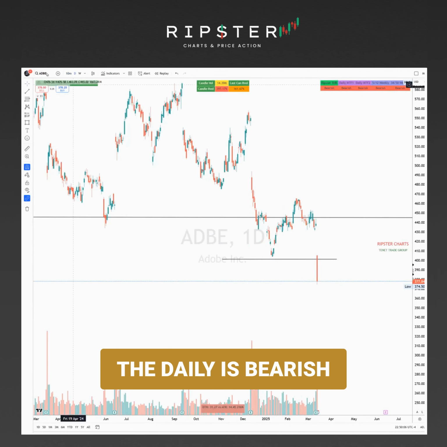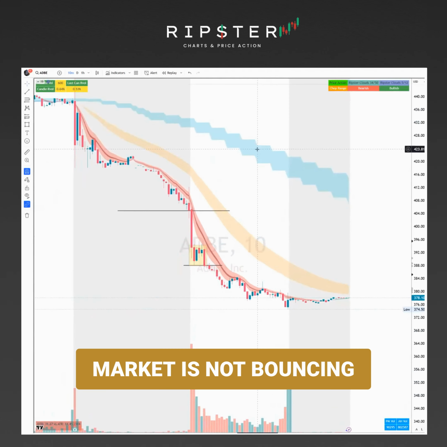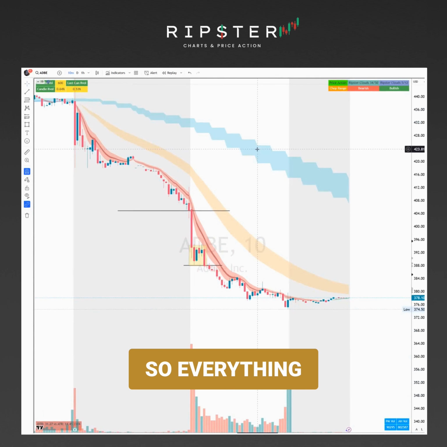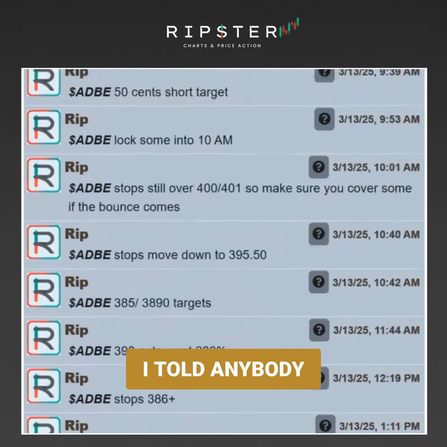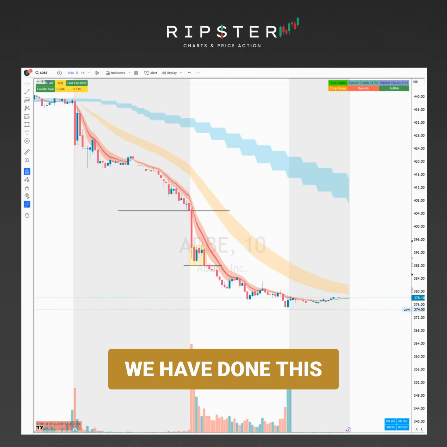The daily is bearish. It's breaking a psychological level, 400. Market is heavy. Market is not bouncing. VIX is high. So everything comes together to make it an A double plus short. Not a single time did I tell anybody to get out of the short. Not a single time did I say cover fully. We have done this hundreds of times before. This is not the first time we got a mega winner.